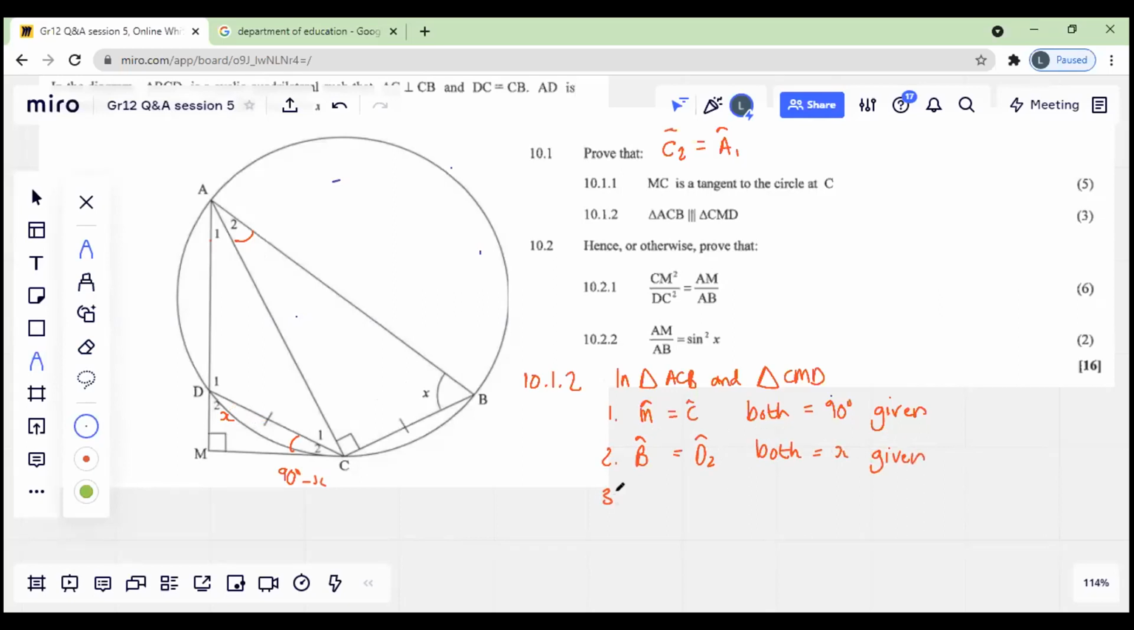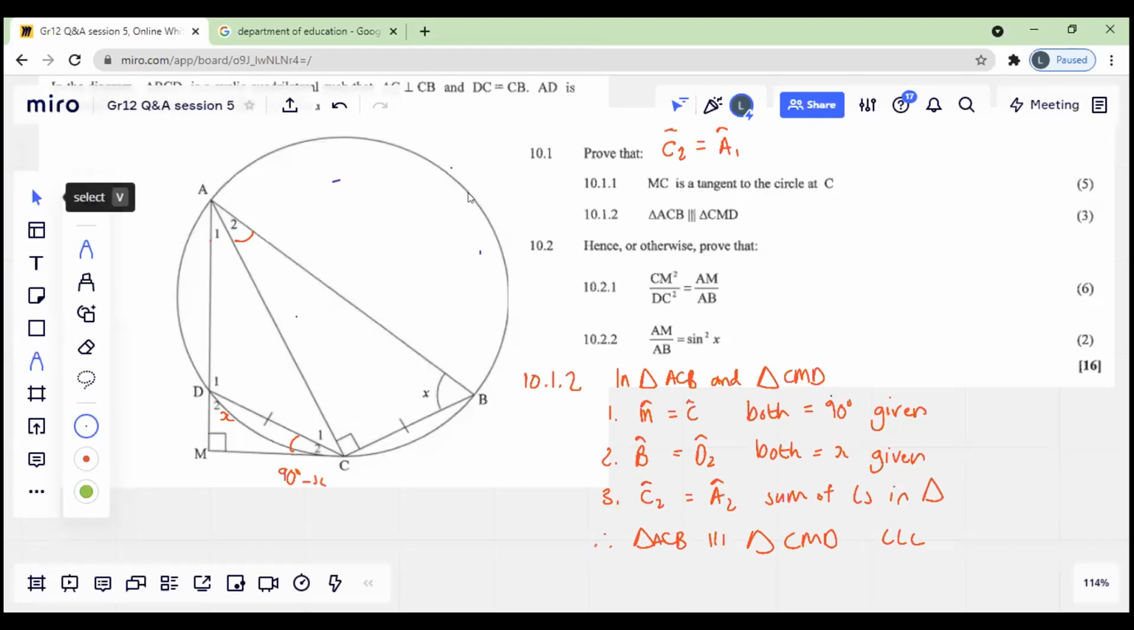Given. All right, then in point number 3, I suppose we could say angle C2 equals angle A2, angle sum in triangle, or they both equal 90 minus X. It doesn't really matter. So C2 equals A2. We've actually already proved that above, but let's just say sum of angles in triangle. So that proves that triangle ACB is similar to triangle CMD. Reason, angle, angle, angle.